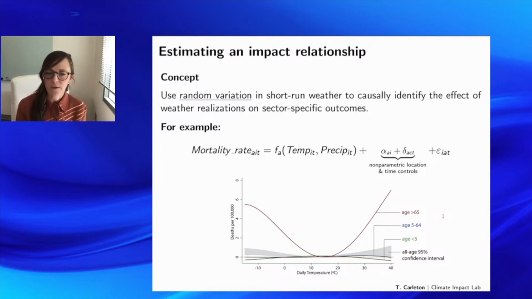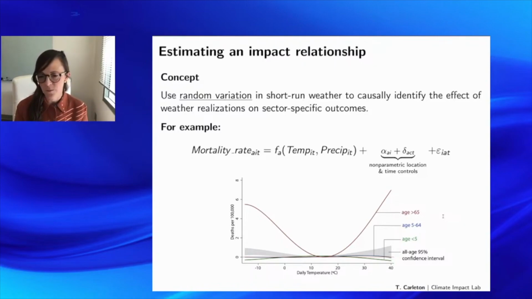So for example, the way these models might work is to relate age-specific, location-specific mortality rates to flexible functional forms of temperature and precipitation in that place, using a suite of fixed effects and other non-parametric controls to isolate plausibly random variation in the weather. The idea is comparing mortality in Santiago in a year with a slightly hotter summer to a year with a slightly cooler summer. We recover very standard nonlinear relationships in many of these sectors.